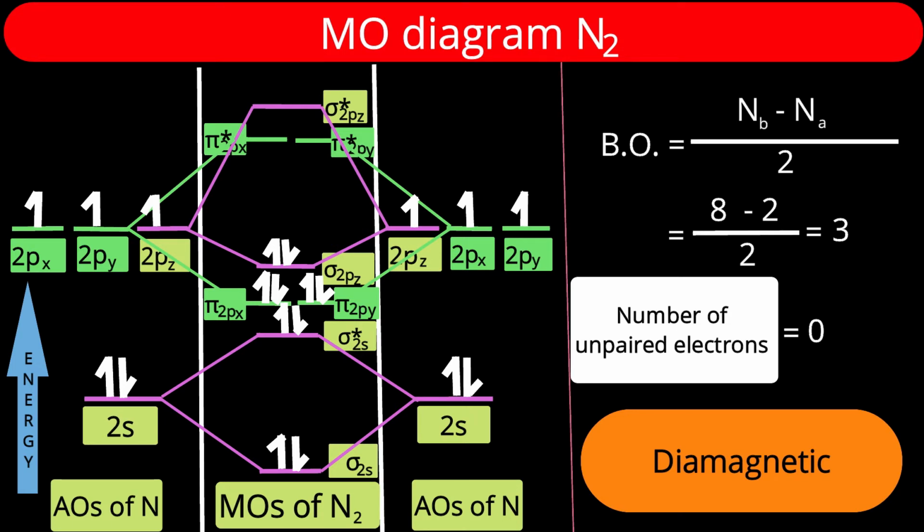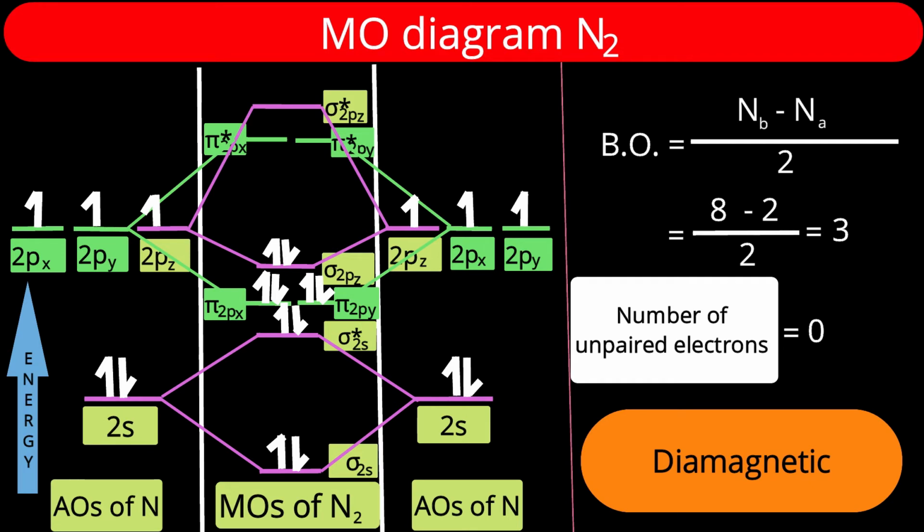The 9th electron will enter pi 2px and the 10th electron pi 2py, as per which principle? Hund's rule of maximum multiplicity. The 11th electron will enter pi 2px and will pair there. The 12th electron will enter pi 2py and will pair there. The 13th electron has to find a higher energy orbital. And where is the higher energy orbital? That is sigma 2pz. The 13th electron will be in sigma 2pz. The 14th electron will pair in sigma 2pz.